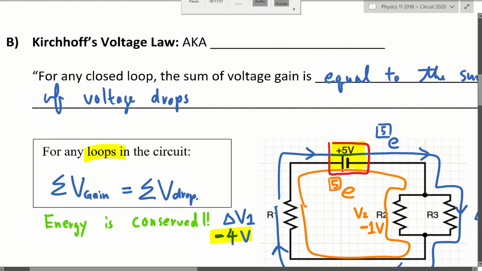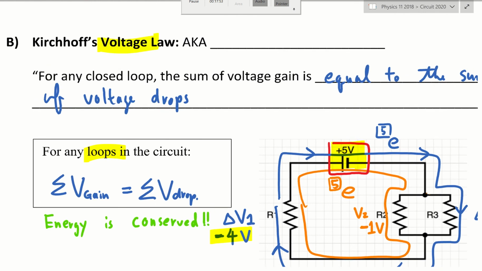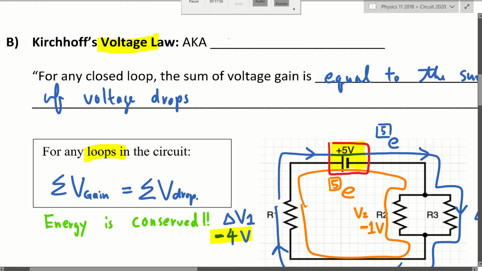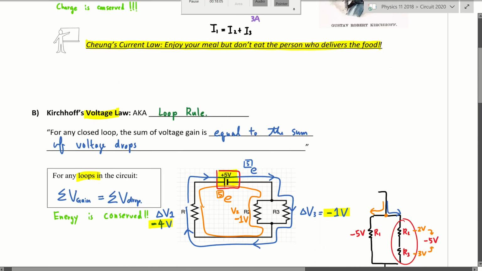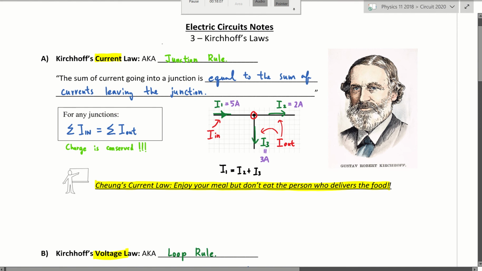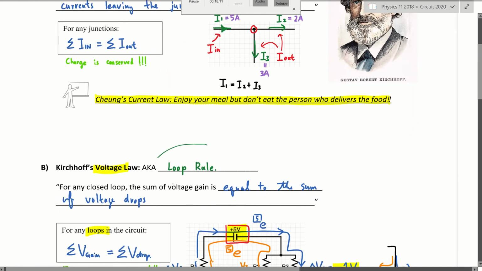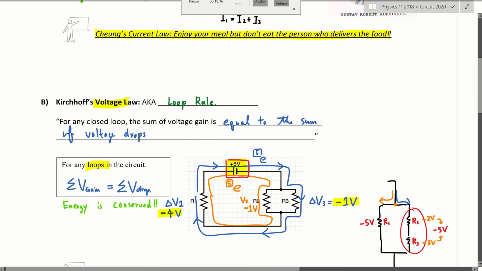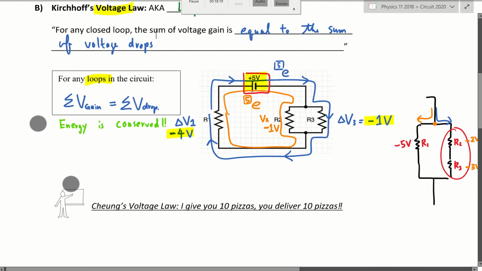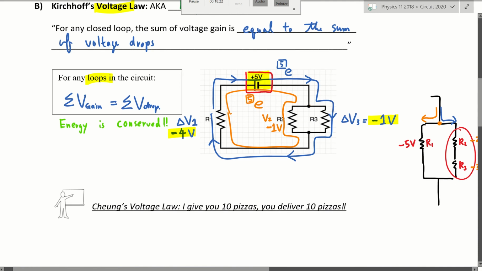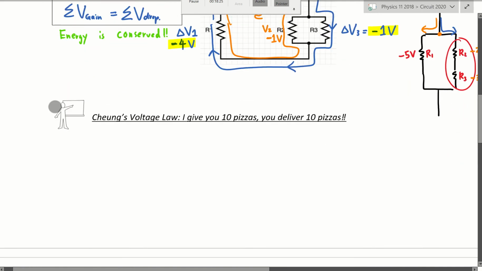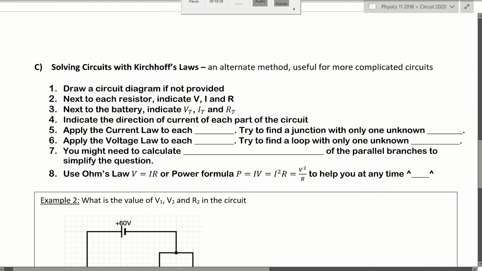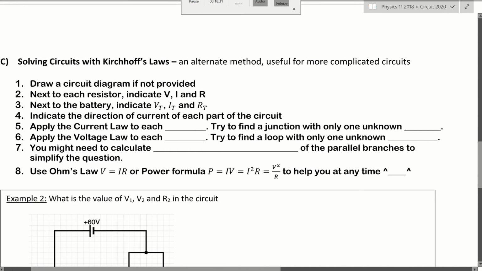So this voltage law, because it has something to do with loops, is also known as the loop rule. Okay, loop rule. So the two Kirchhoff's laws: we have a junction rule for current, and we have a loop rule for voltage. Okay, so these are your new weapons. Armed with these new weapons, you will now have a much better or easier way of solving some of these questions that, for example, you tried last time.